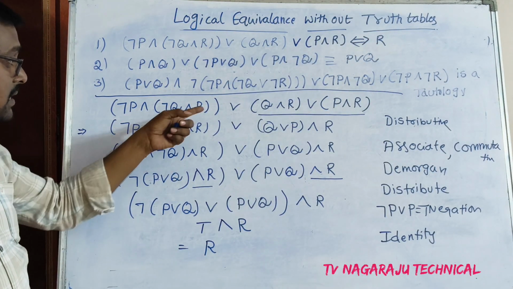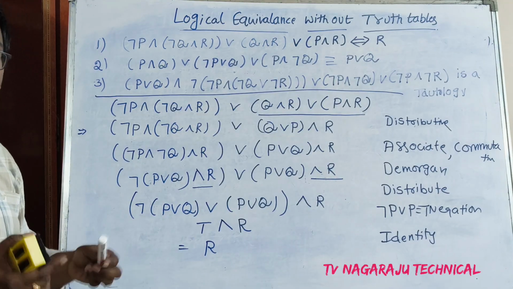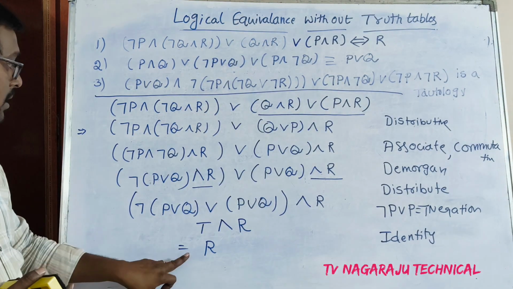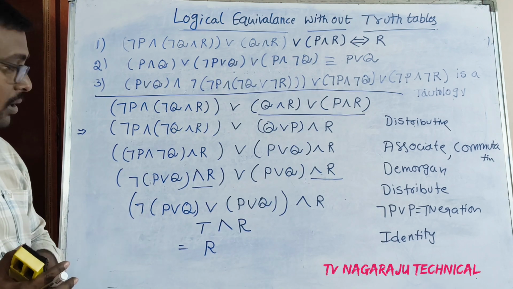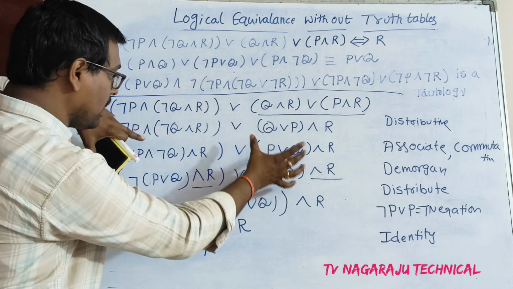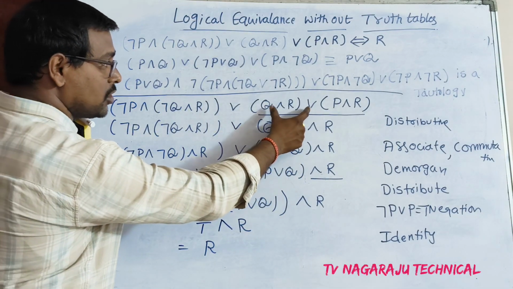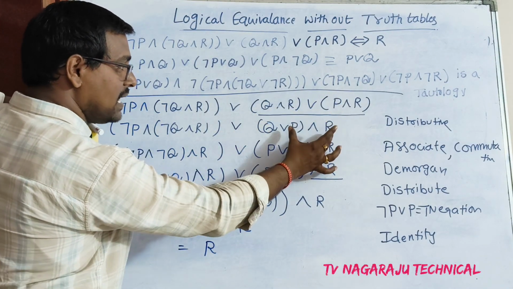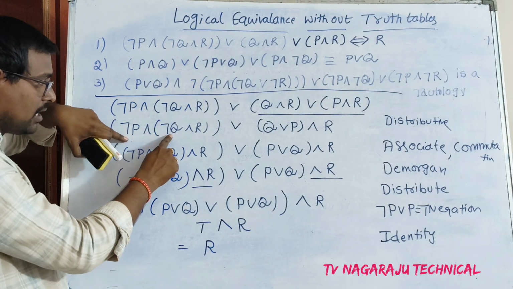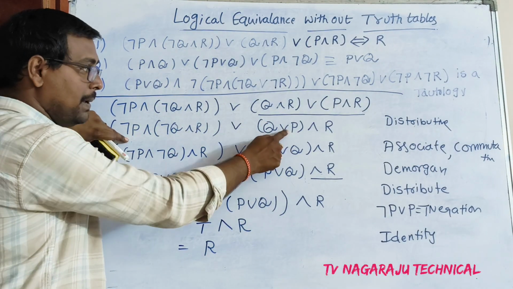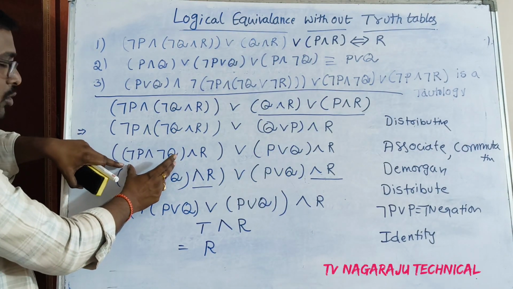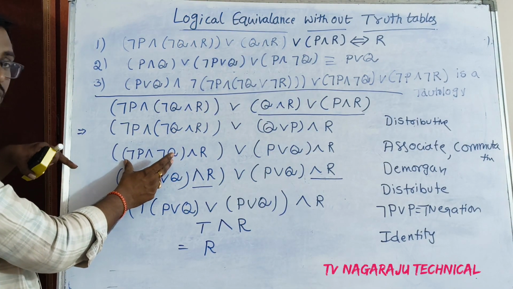Now got it? This is the way of proving two expressions are logically equivalent. This is our first example. Clear? Simple thing. The aim is you need to cancel. For that purpose, first reduce by applying the distributive law. Here we have negation P, negation Q appears here. Here P, Q appears here. For that purpose, the associative law is applied and the order is changed.